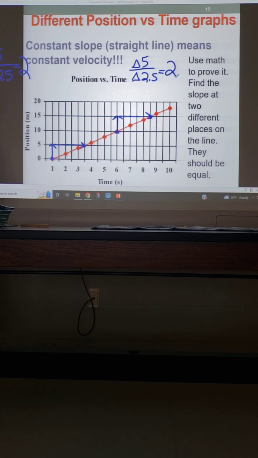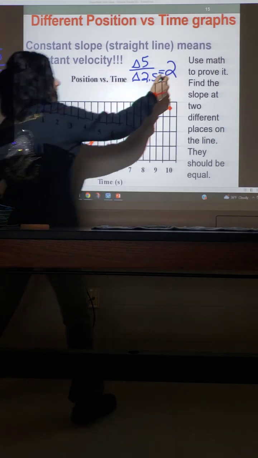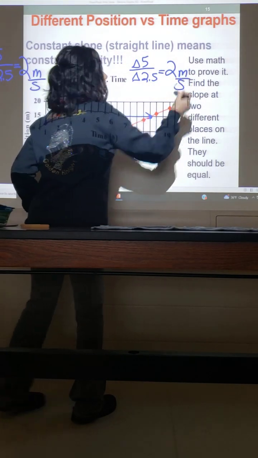Good? Yes? Now, if I wanted to find out what the speed was, I would have to include the meter per second on these. But if it's slope, then I can just leave it as 2.